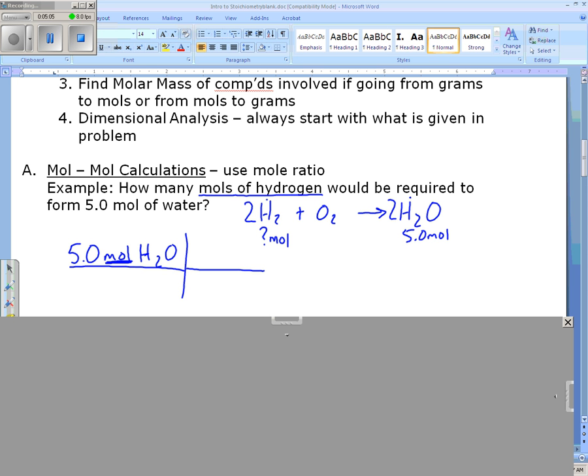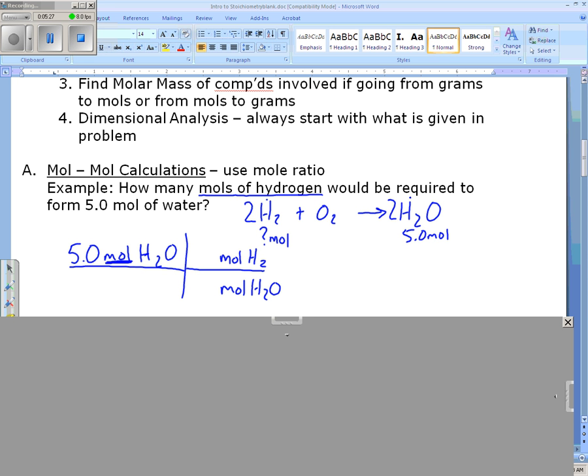So moles of water are there on top, so moles of water have to go down here so they'll cancel out. And with mole ratio, it's always moles of what you had at that beginning spot under moles of where you're going to, or moles of where the question mark is, and that's H2. Now you're going to fill in the numbers, because right now I just dealt with the units. We're going to fill in the numbers.